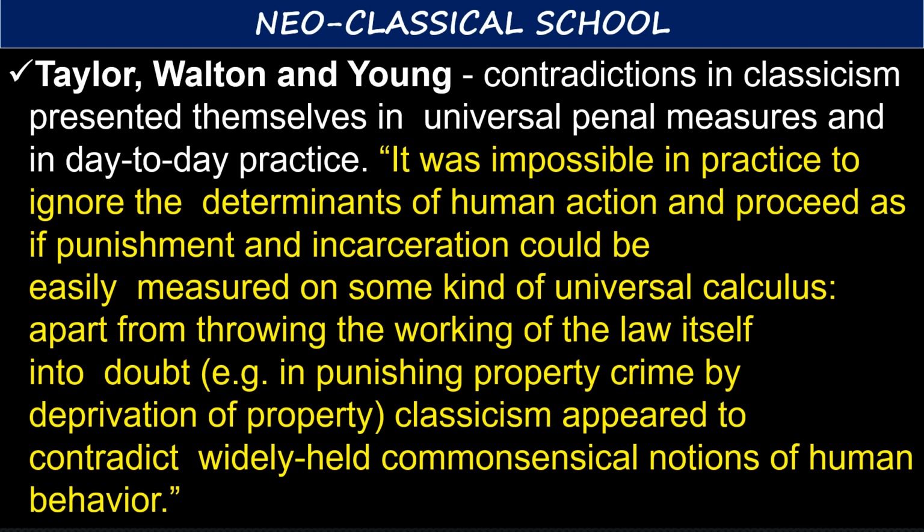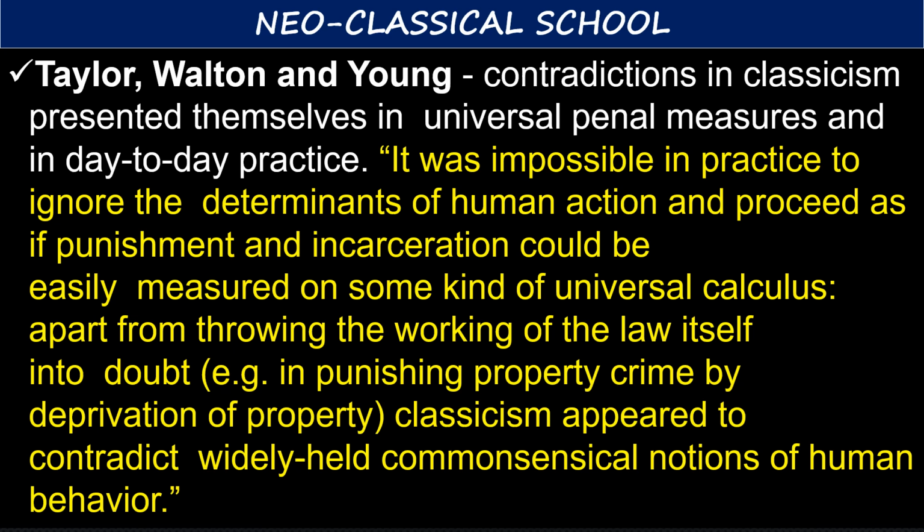So it was impossible, according to them, in practice to ignore the determinants of human action and proceed as if punishment and incarceration could be easily measured on some kind of universal calculus, apart from throwing the work of the law itself into doubt. Example, in punishing property crime by the privation of property. Classicism appeared to contradict widely held commonsensical notions of human behavior, that human behavior is not only by our own free will. There are other motivations or other stimulations that made a person commit a crime or do something. There are other factors.